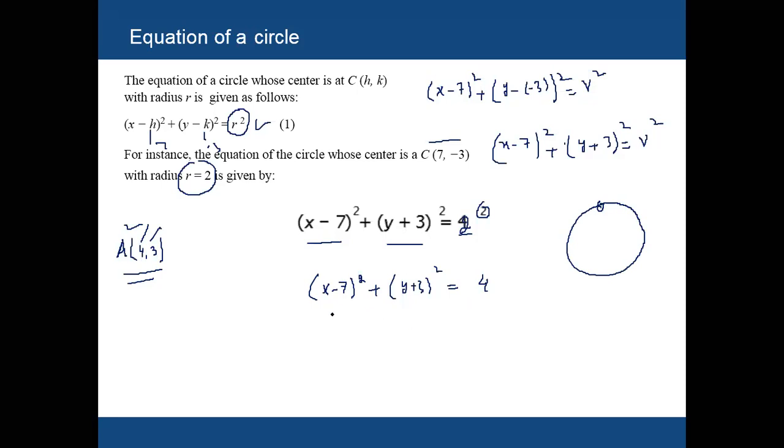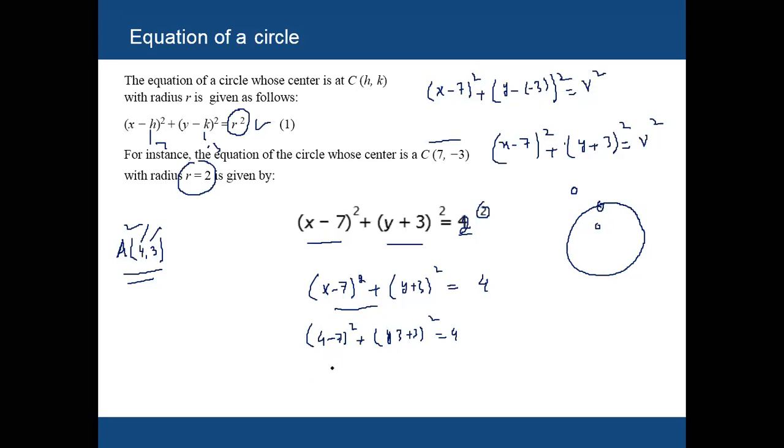But if this side is greater than 4, this means that points are outside. But if this side is less than 4, like 3, 2, this means that points are inside the circle. Let's see these points. So x is 4, so 4 minus 7 whole square, y is 3, plus 3 square equal to 4.